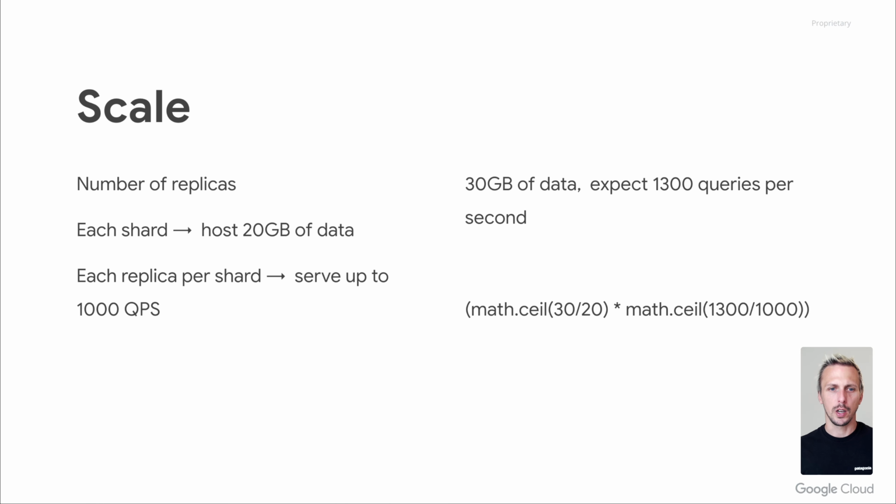So let us do the calculation. Assuming we have 30 GB of data and we expect around 1300 queries per second. To host the data, we need 2 shards because we can serve up to 20 GB per shard. And to serve the queries per second, we need also 2 shards because we can serve up to 1000 queries per second and we have 1300, so we need 2 shards. This sums up to 4 replicas. So this is how you can calculate your scaling and you get your pricing.